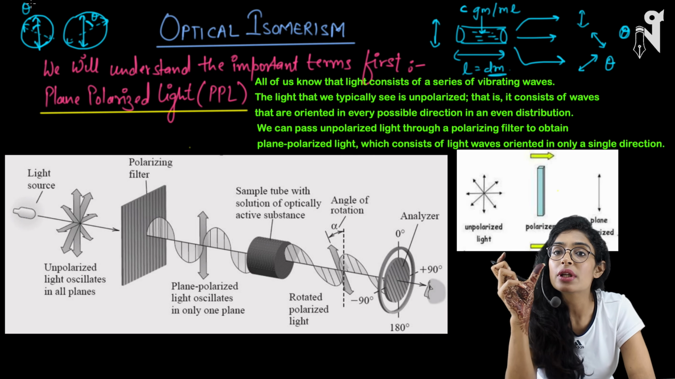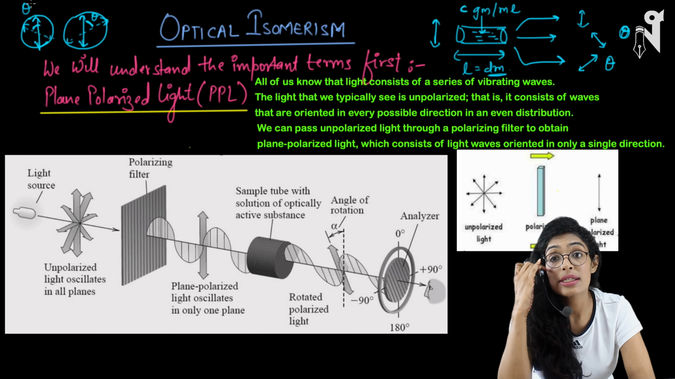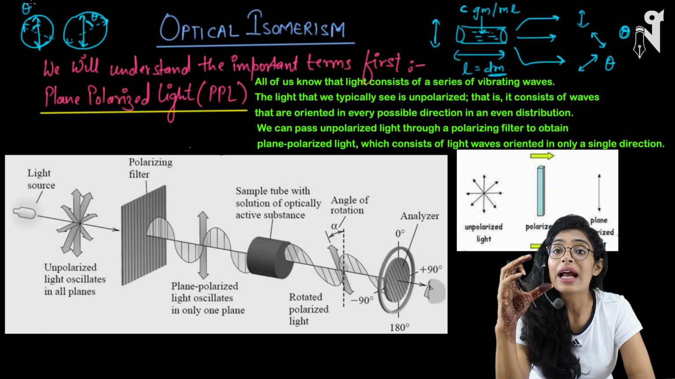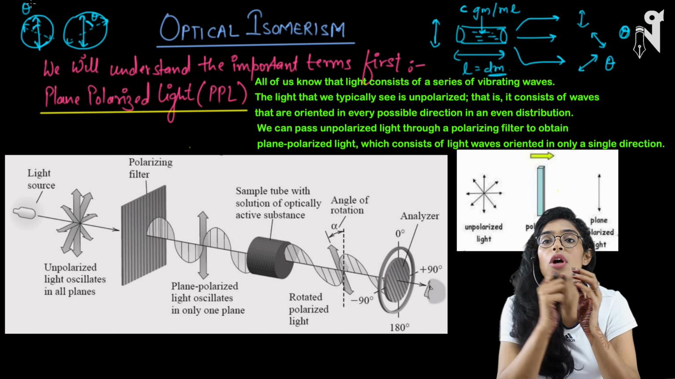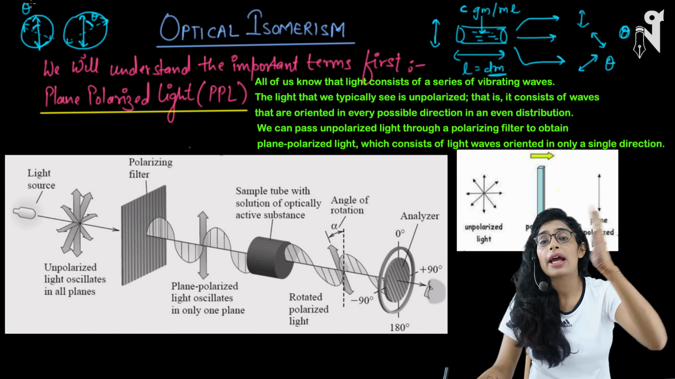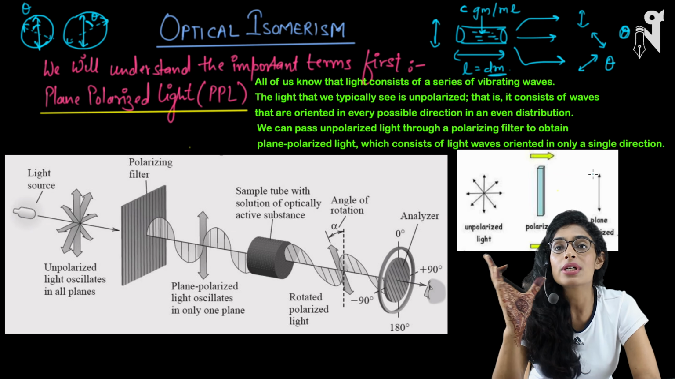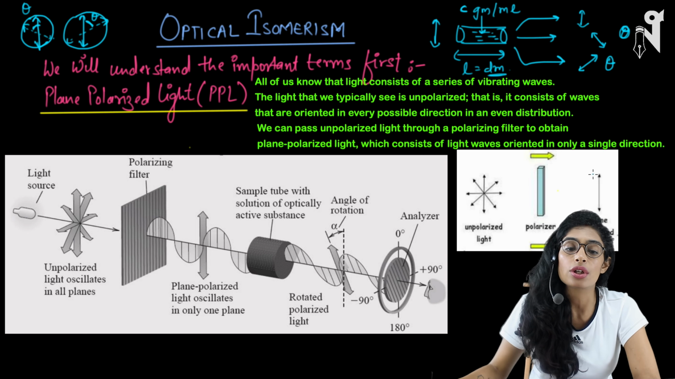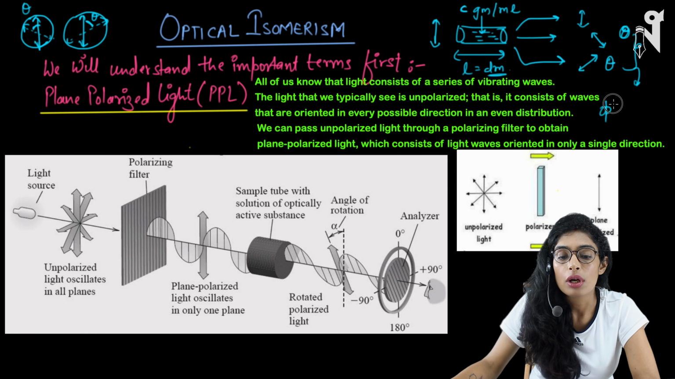So theta is nothing else but the degree through which it is rotating towards the left or towards the right, and that is the angle of rotation through which the light has got rotated when it passed through the organic compound. A compound which is capable of tilting the light towards left or right, or changing its direction, is called an optically active compound.